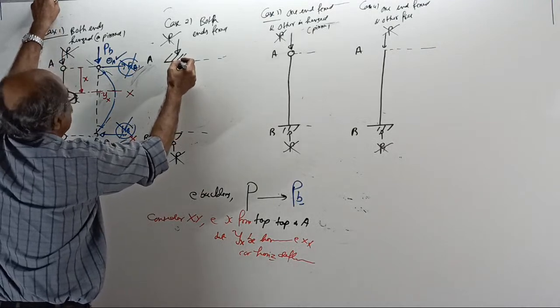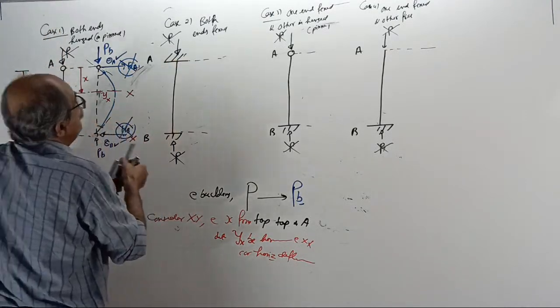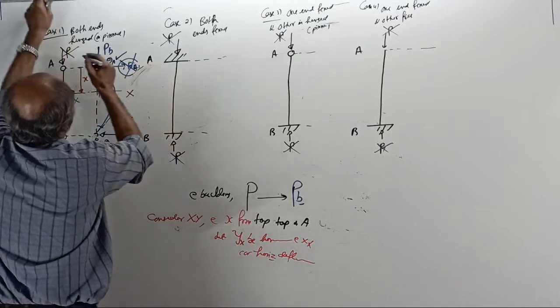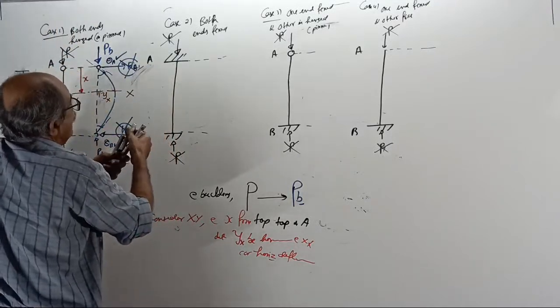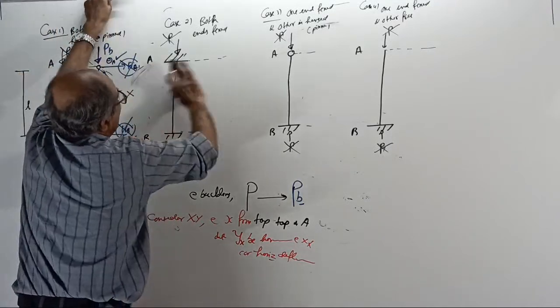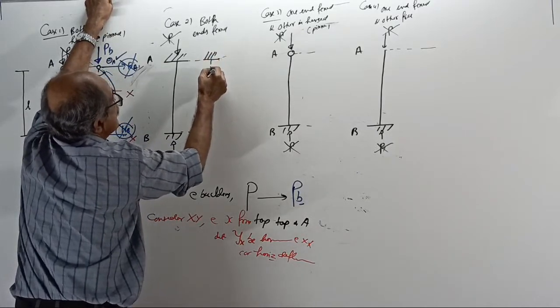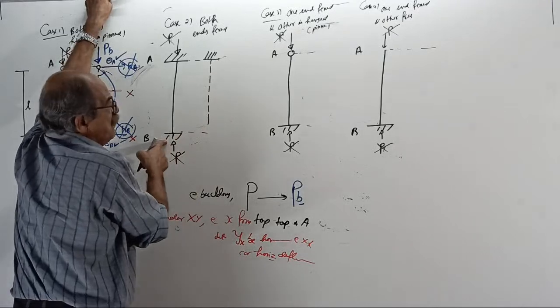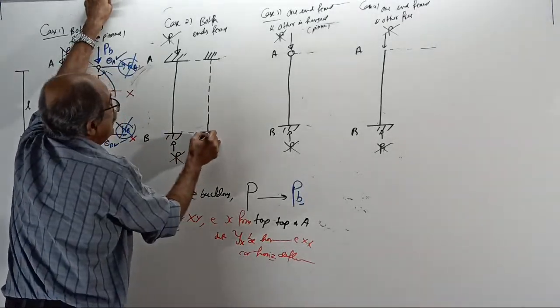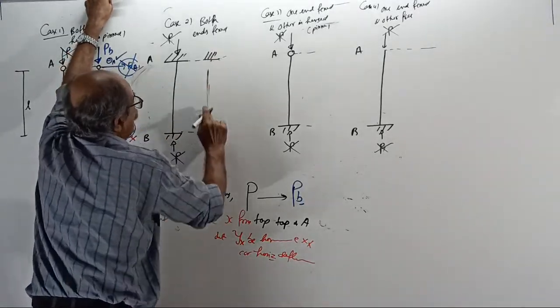The elastic curve, see, this is original. I'll do one thing now. See, now load becomes PB. I'll put dotted, I'll put the sketch once again. This is the initial position. See, fixed. This is original when there is no buckling. Fixed. Dotted line is initial profile.